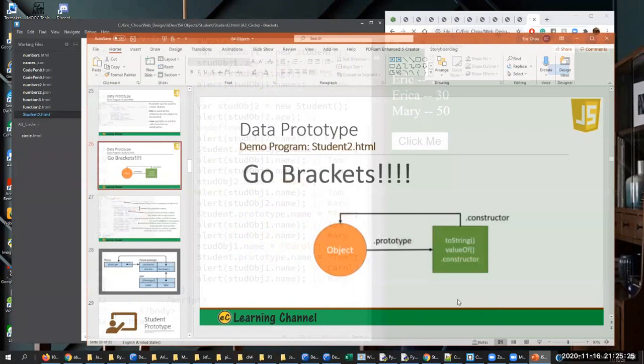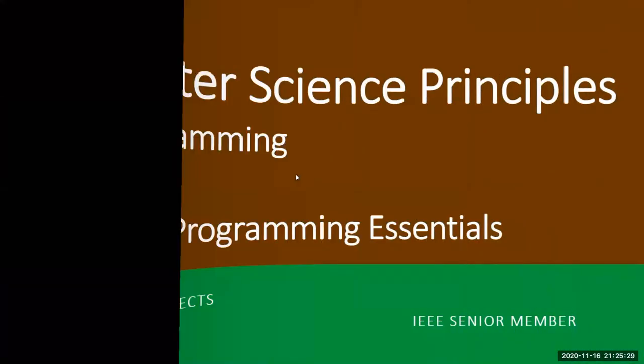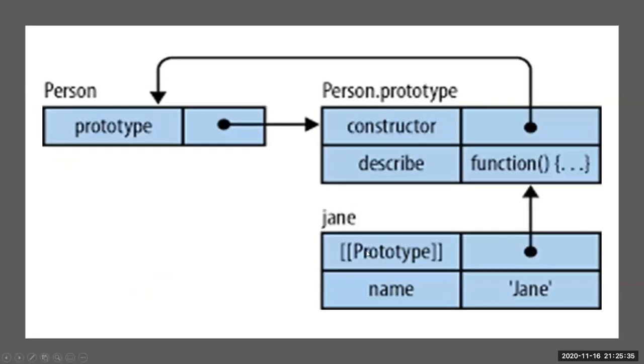So the data structure is somewhat like this one. Every function is a constructor. Every constructor has its prototype. So when you use this, it will be talking about the prototype data. Person is a function. Person would have a prototype. And if you have a Jane, Jane's prototype will be derived from the person's prototype.